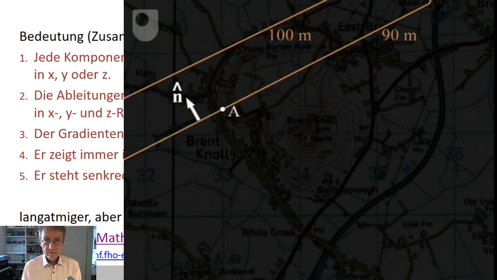The labelling on the contours shows that the rise in height along a path from the point A to the point B along the direction of grad f is 10 meters.